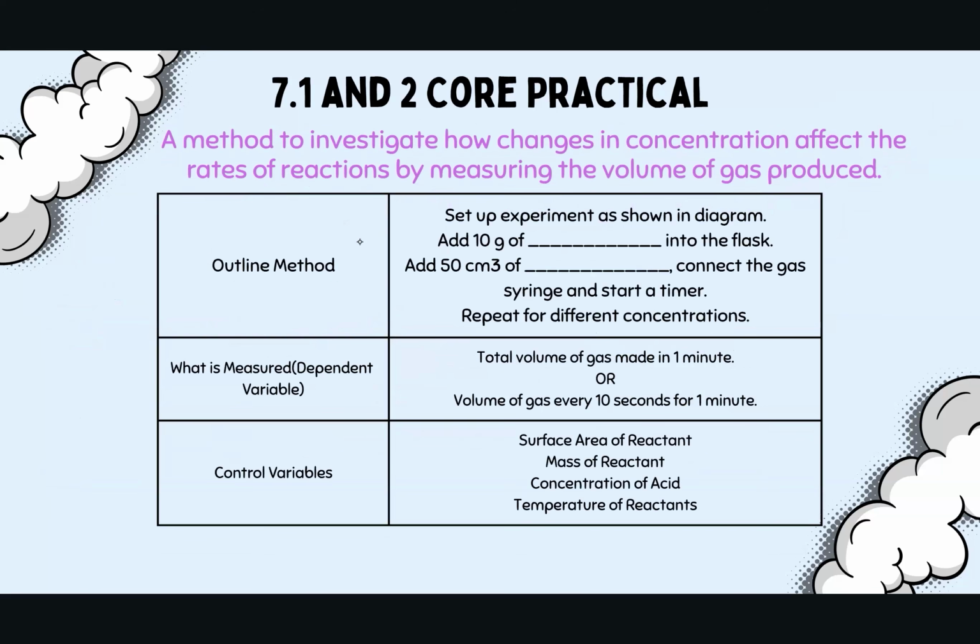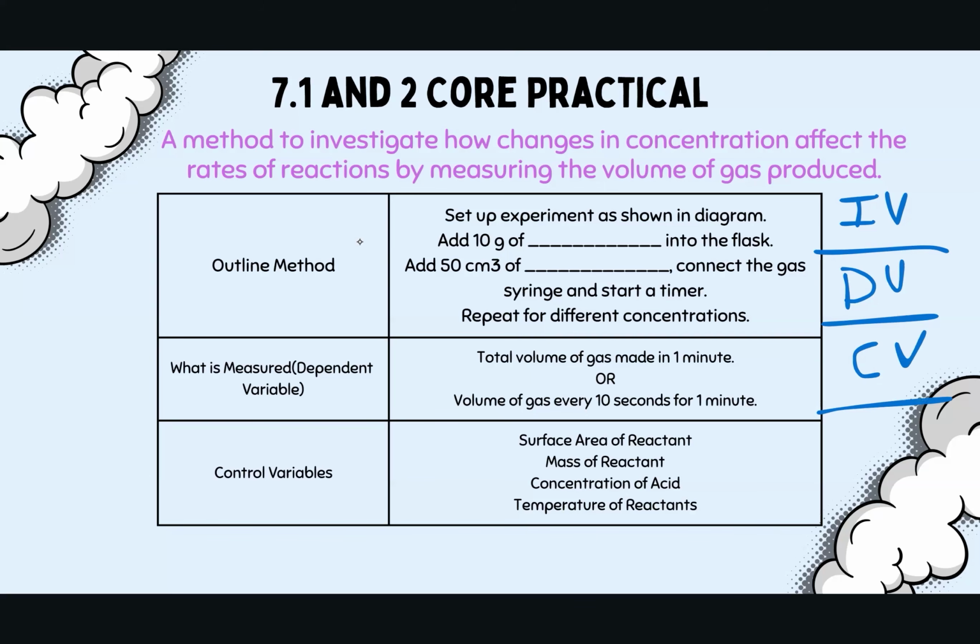Now, whenever you answer any question linked to this, particularly if you're writing a 6-mark question and you've been told to talk about the method on how to investigate, you always start by making sure you mention within the method the independent variable. That's the one that you change. The dependent variable, what you're measuring, and then your control variables, whatever you're keeping the same.